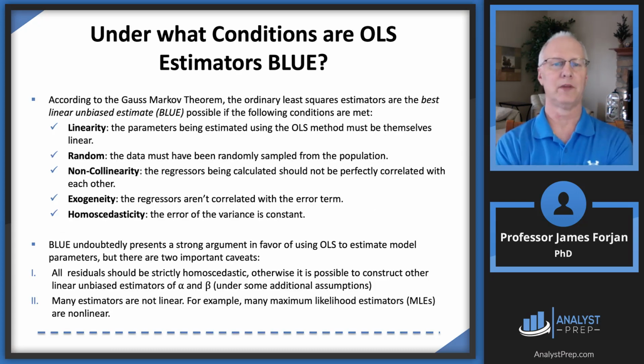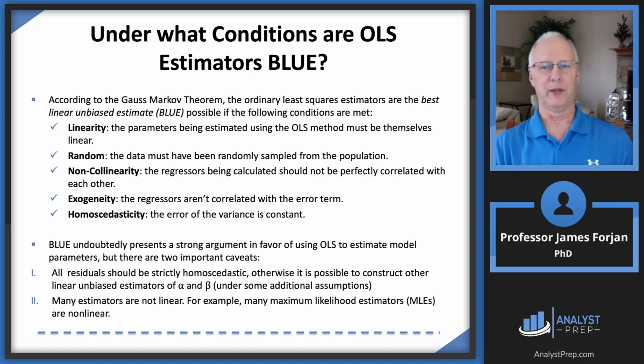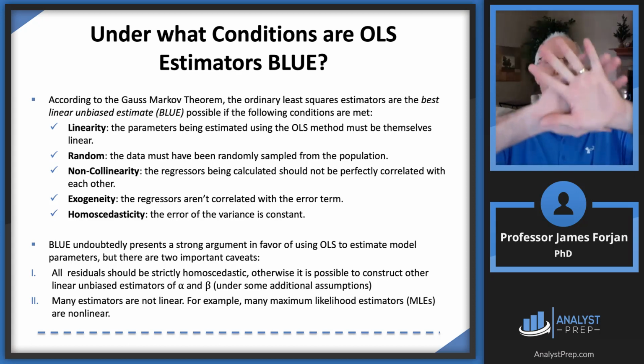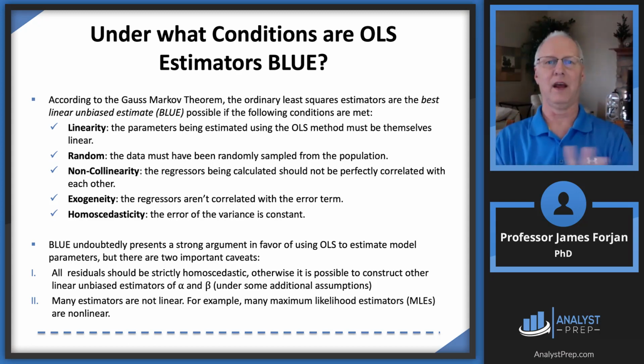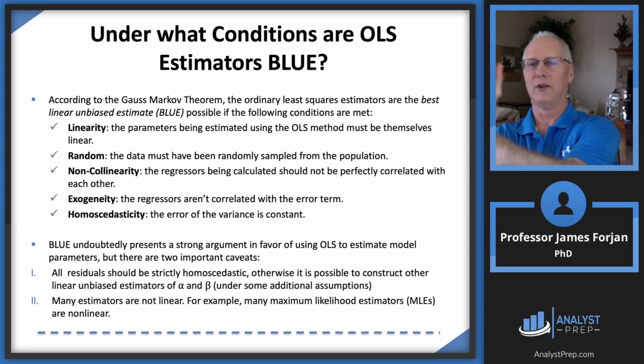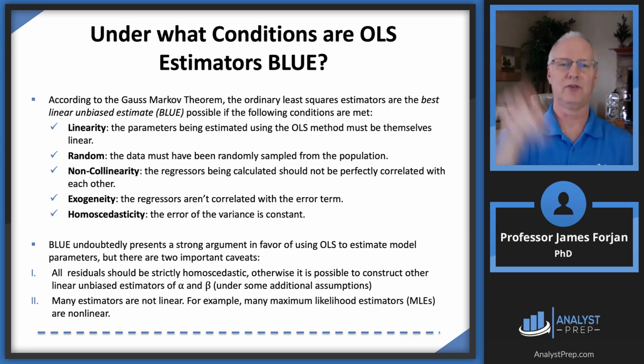Let's go ahead and finish up this slide deck. Under what conditions are the OLS estimators the best linear unbiased estimates? All right, and so the following conditions have to be met. The parameters being estimated must themselves be linear, right? So that's why it's called the linear estimates. The data must have been randomly sampled from the population. You can't look at the population out there and just pick this little sector or this little corner right here. They have to be randomly selected.